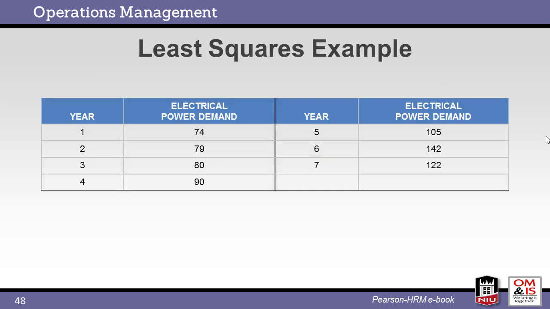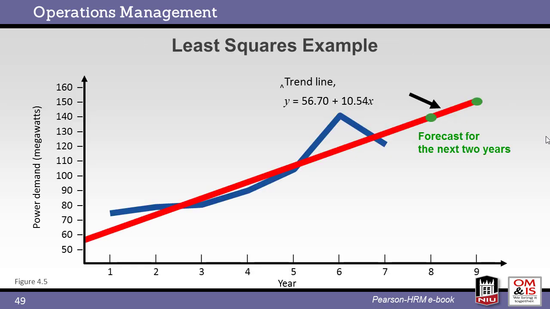This table shows the application of the least squares method. We start with the demand for electric power over 7 years. The blue line reflects the actual values from the first table. Based on the actual values, we find a forecast as shown by the red line. Since the equation of the forecast is known, we can plug in the time period and predict the future forecast for that time period.